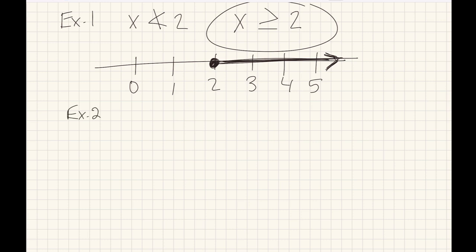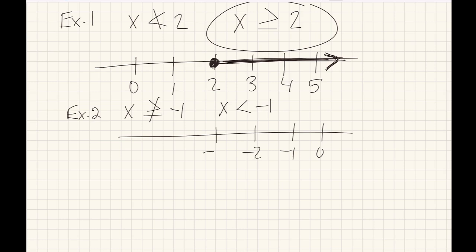All right, example number 2. Our negated inequality says that x is not greater than or equal to negative 1. So if x is not greater than or equal to negative 1, it's going to be less than negative 1. Now I'm going to write out my graph. It is going to be an open circle on that negative 1 because it's not less than or equal to, and it is going to go off in the left direction.